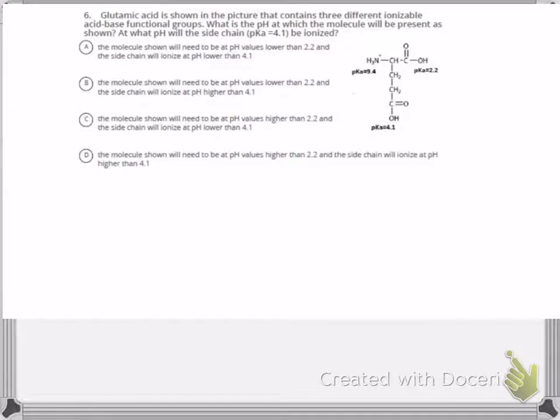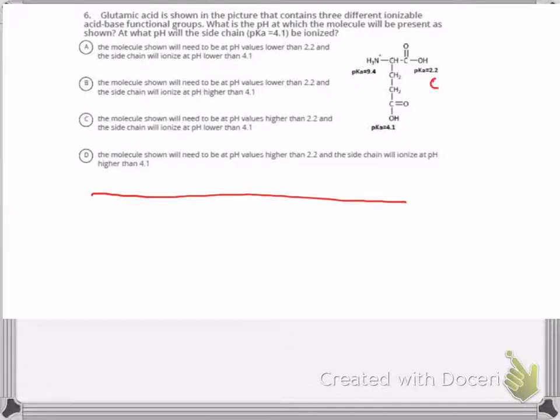Okay, so we did this problem, or a similar problem, in class. So let's make sure there are no problems here. Alright, so we're shown an acid with 3 different acid-base functionalities with pKa's. And so the question asks, in this particular form that's shown, what must be the pH? And then if we wanted to ionize the side chain, what pH should be used?